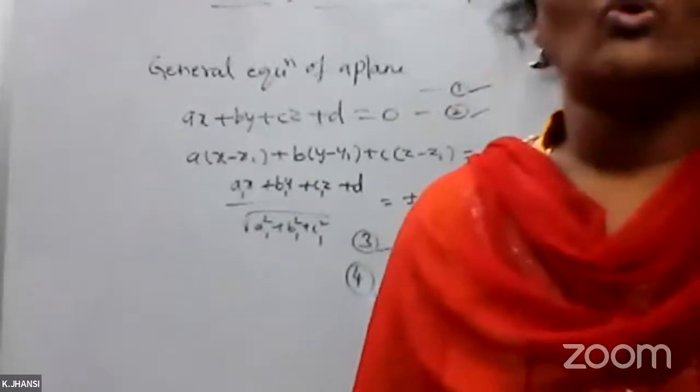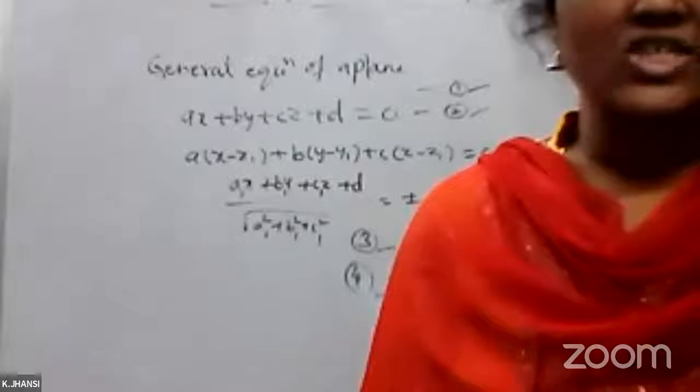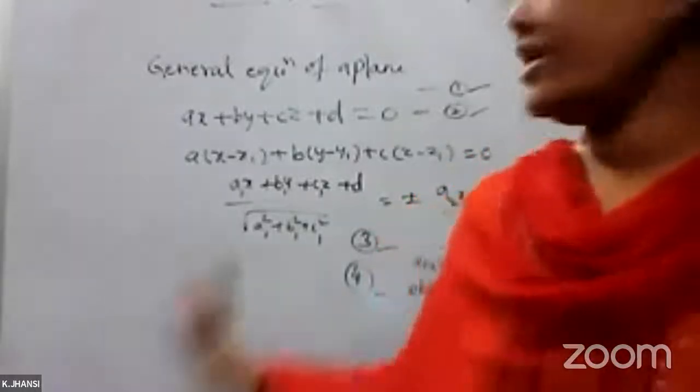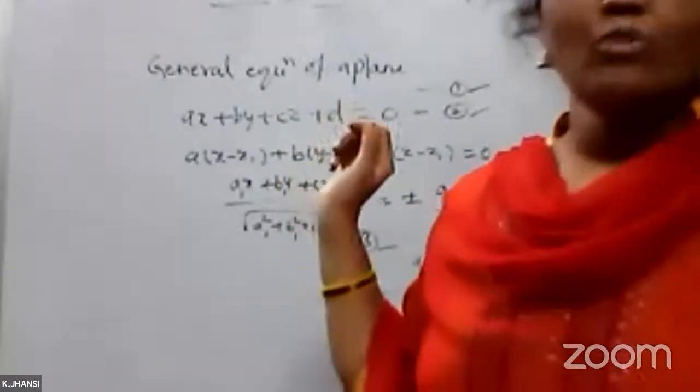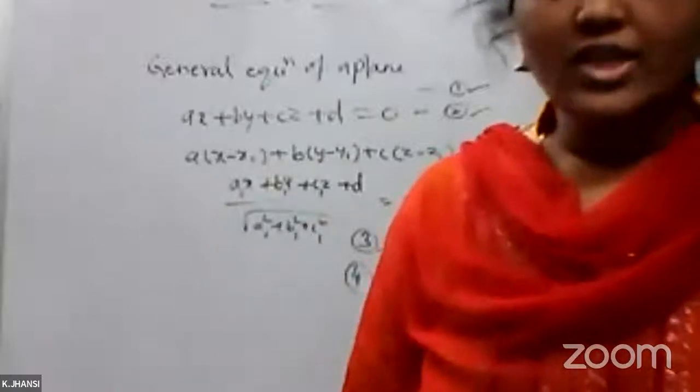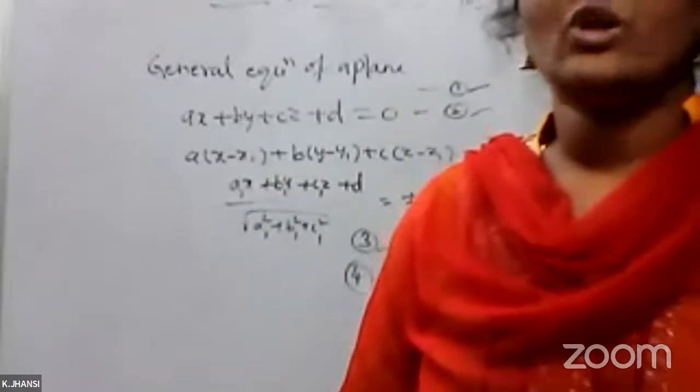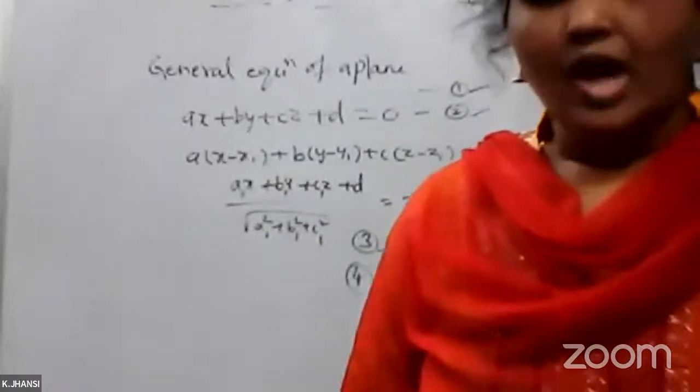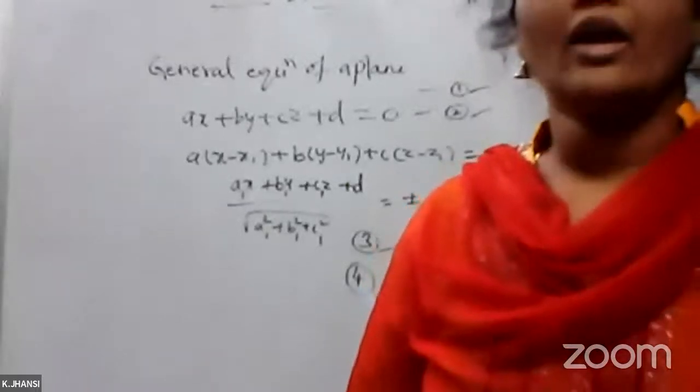So next one, if you go to block 2, it is the straight line. First one was about the plane, and next one is about the straight line. In the straight line, you will have the equation of the straight line in symmetrical and unsymmetrical form.